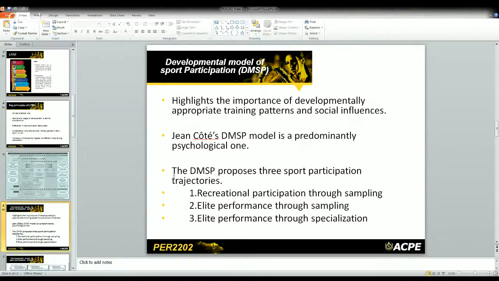So that's what we look at with the model of sport participation. We have paths for every person, and that's the main idea with the model, that we cater for the elite development, but we also cater for those who are there for recreational benefits.